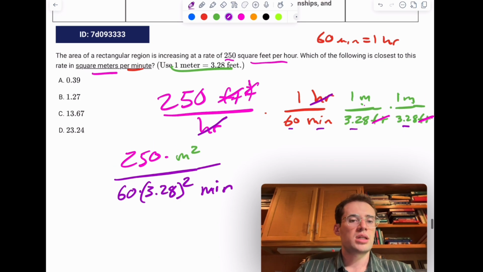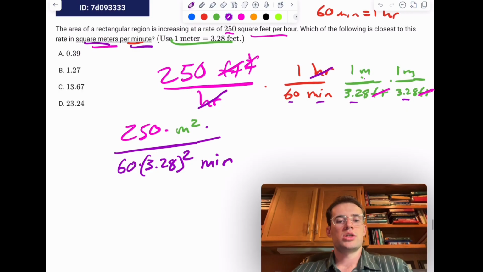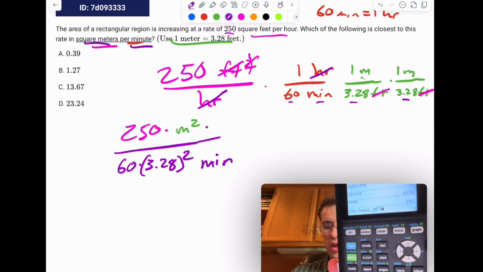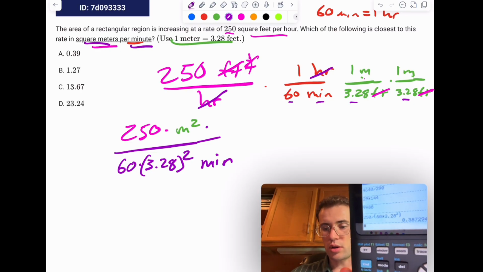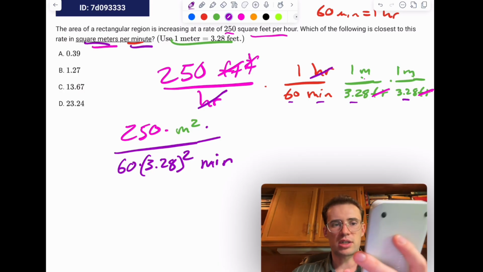All right, and that's what we wanted, square meters, so meter squared per minute, so that's good. So we just need to type in these numbers: 250 divided by, now you could do parentheses, 60 times 3.28 squared. Again, you're just squaring the 3.28 part, right? But I put that whole thing in parentheses so that you're dividing by all of that, right? That will work, gives you this 0.387, I'll write the rest of it in a second.